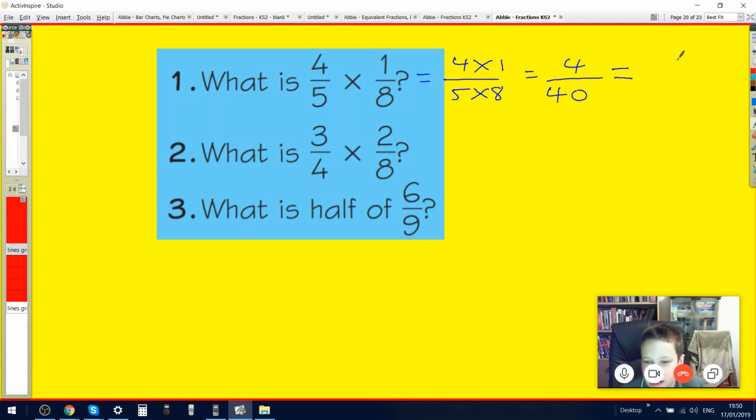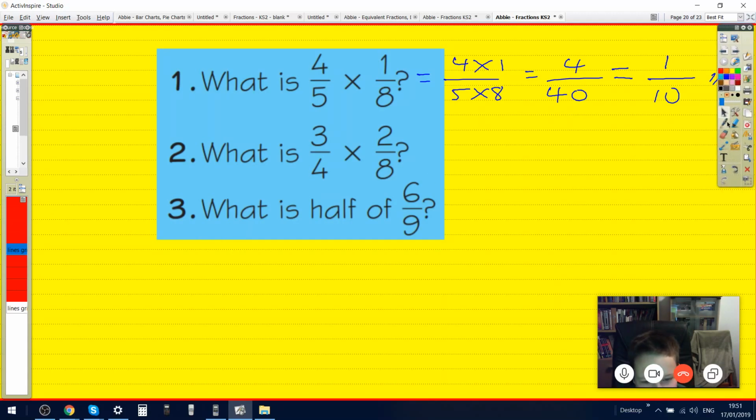You can, yes, you can simplify that by 4. You can also simplify them by 1 and 2, but the biggest one is 4. So 4 divided by 4 is 1, and 40 divided by 4 is 10. Yes, 1 over 10.